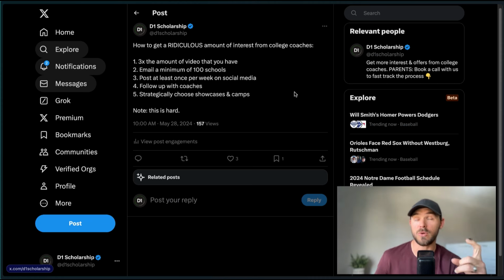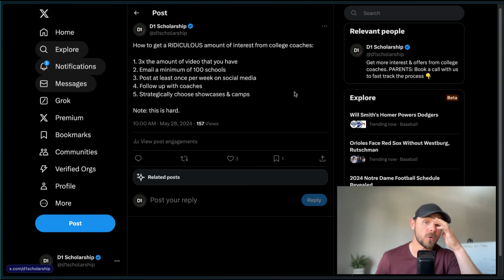Because even if your initial email, let's say you email 200 schools, right? That's a lot of schools. If you email 200, but you only send 1 email to each school, that's 200 emails. But you're still not getting the benefit of sending follow-ups to coaches who didn't respond. And so really, you want to send at least 3 emails to each school, which means you're not sending 200, you're sending 200 times 3. That's 600 emails. Manually sending 600 emails with quality at scale is pretty much impossible for the average family, the average parent, the average player. And so really, if you want to get a ridiculous amount of interest, you have to automate that process.